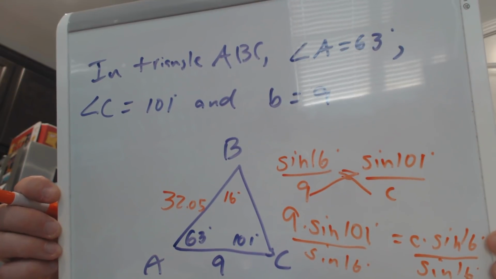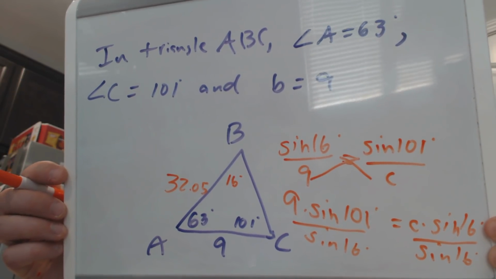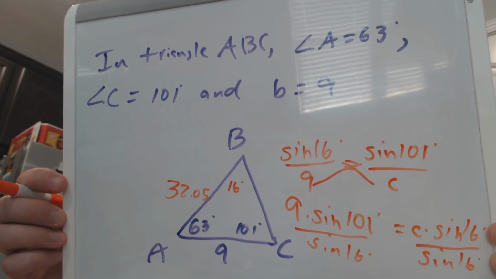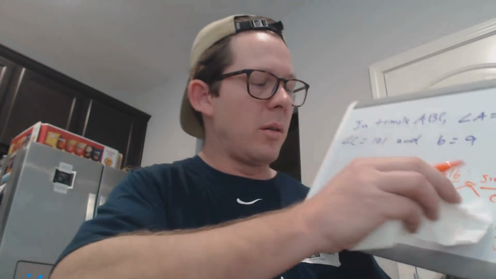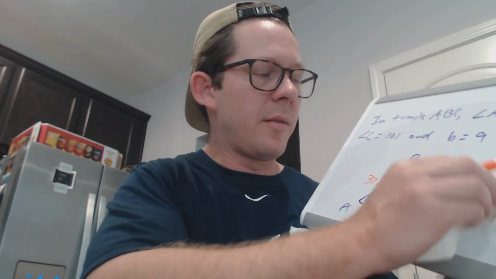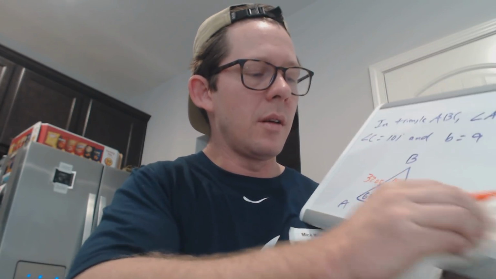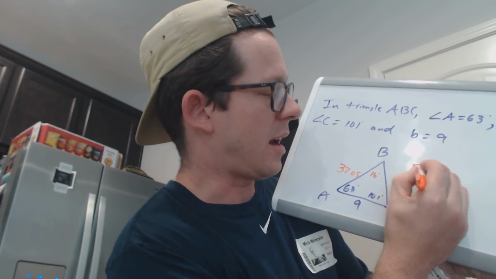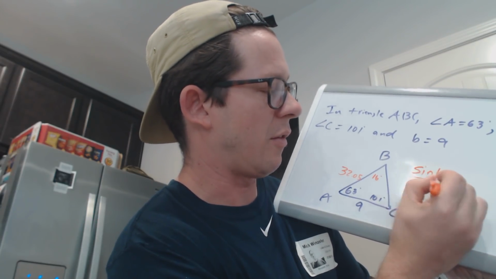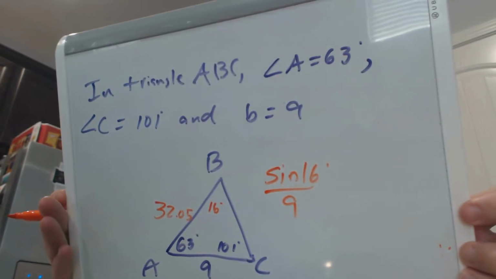Okay, we have everything except for side A, the side across from angle A, right? So here's what I'm going to do. I'm going to erase all this stuff. I'm still going to use sine of 16 over 9 because that's the original one I had, right? Sine of 16 over 9.